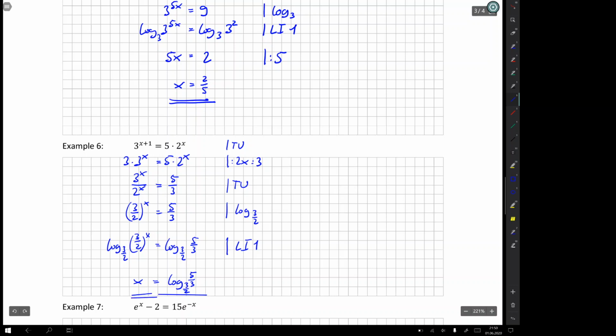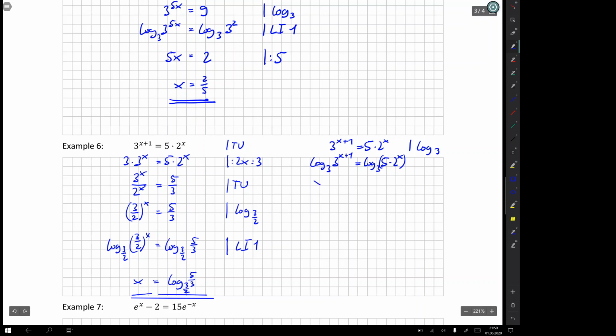Another way of solving this, as I said, is, let me just quickly rewrite it here. Okay, let's say we'll take directly the logarithm in base, whatever we like, let's say in base 3. So we get logarithm of 3 to the power of x plus 1 in base 3 equals logarithm of 5 times 2 to the power of x in base 3.